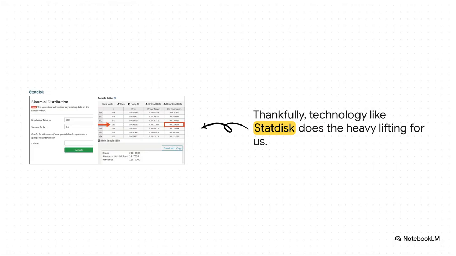But here's the great news. We don't have to do that. In the real world, nobody does this by hand anymore. We use software. A program like StatDisk, for example, lets you just pop in your n and p values, and bam! It instantly calculates the probability for every single possible outcome. And that is exactly how we're going to solve our NFL mystery.